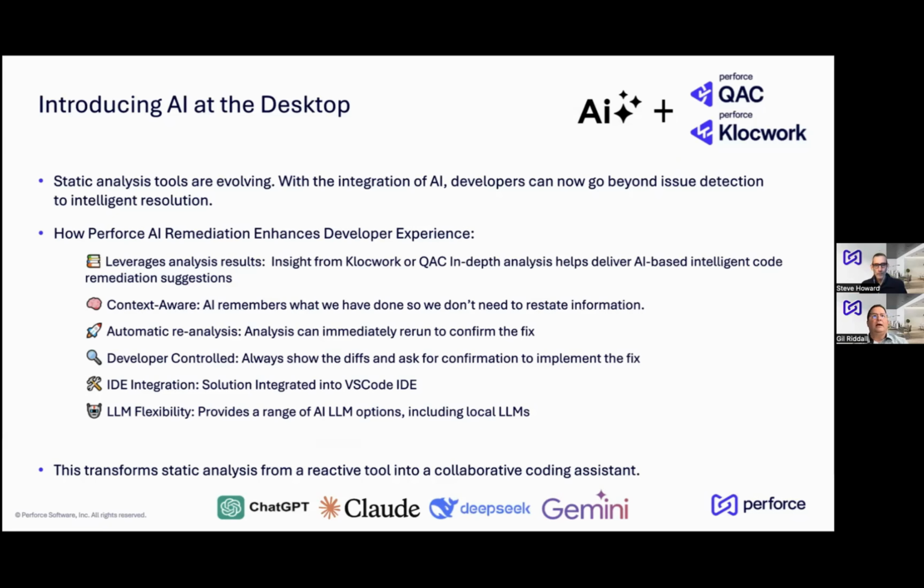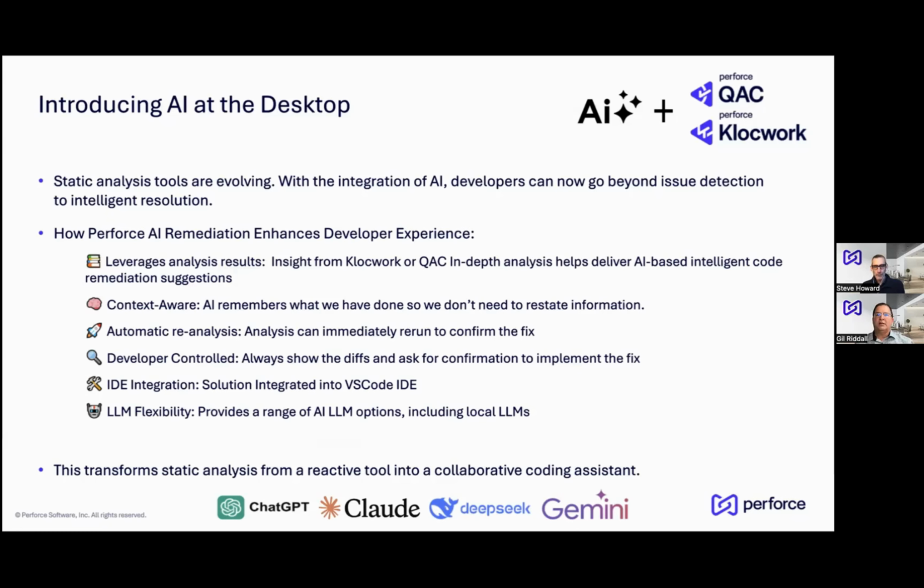Within our Perforce tools, we do have this capability, and one of the things that enhance the developer experience within the AI is the ability to leverage the analysis results. The results of the AI are really going to be dependent on how good the input is to the AI. I think we've probably all had some experience with AIs, and if you give it bad input, you're going to get bad output. So we can leverage our analysis results. We've already gone through the code. We've done the in-depth analysis with either our Clockwork or our QAC tools, and we've got a really good understanding of what the issue is.